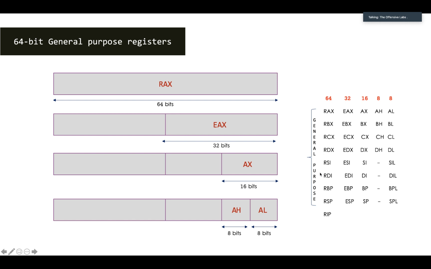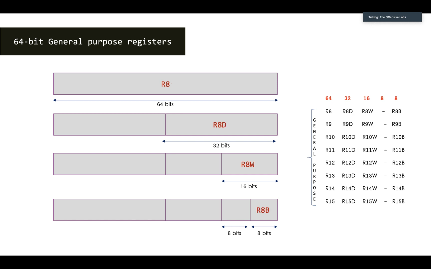These are the general purpose registers that you can easily compare with the 32-bit registers that you might have already seen. But in 64-bit, there are a few more additional registers that you can use. Here they are. These registers were not available in 32-bit processors. So R8 to R15 are the new registers that were introduced in 64-bit Intel processors, right?